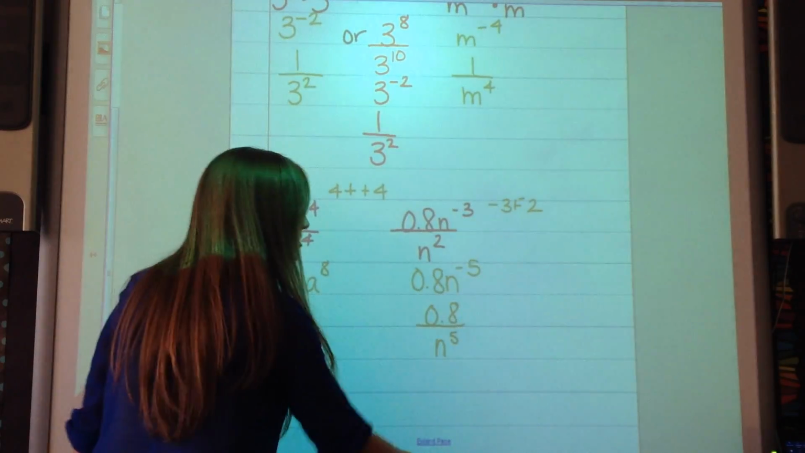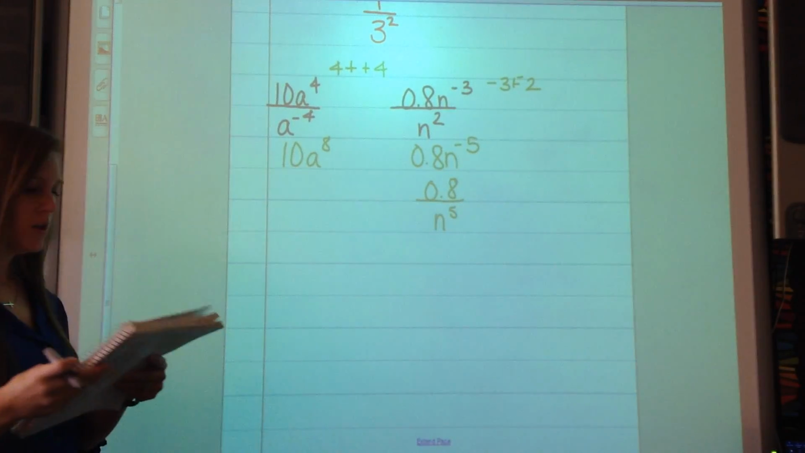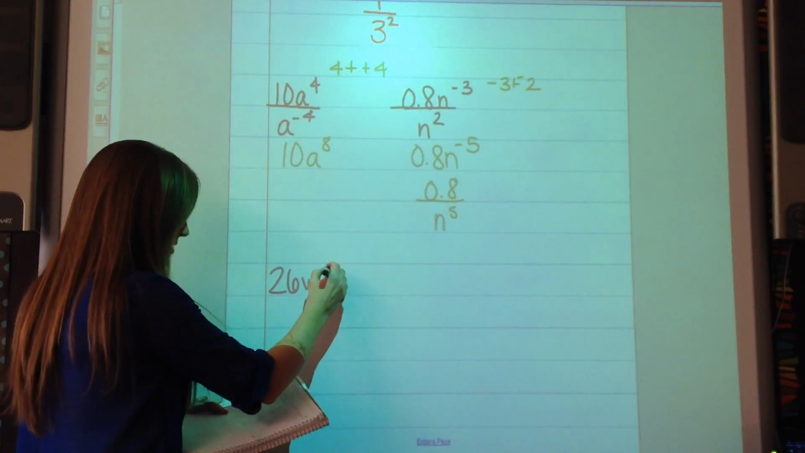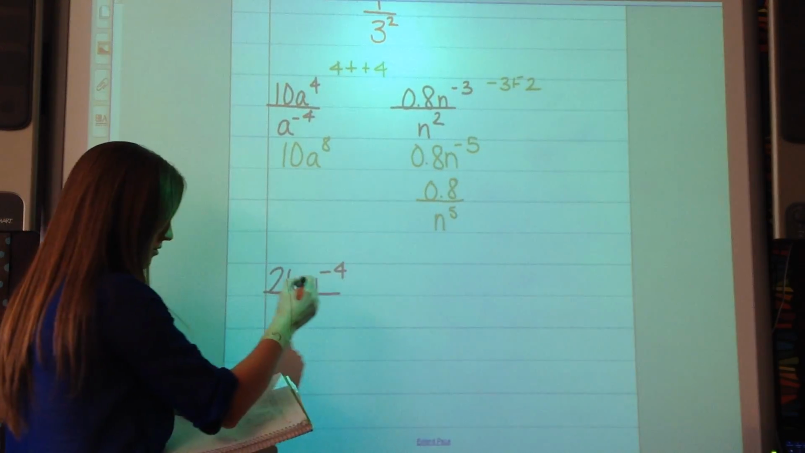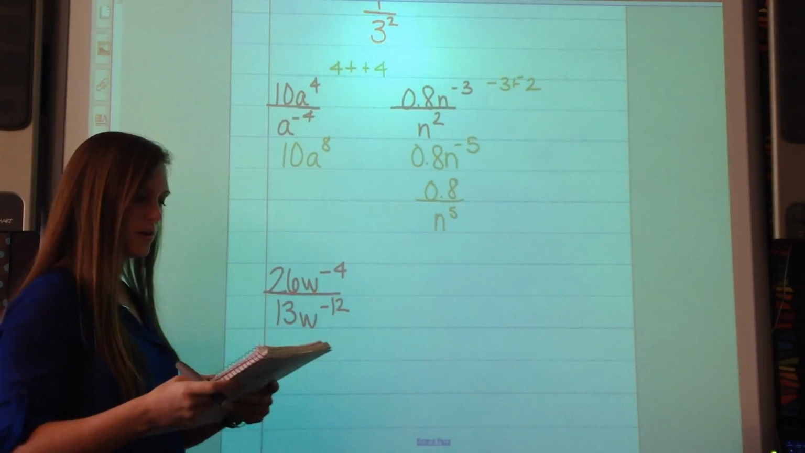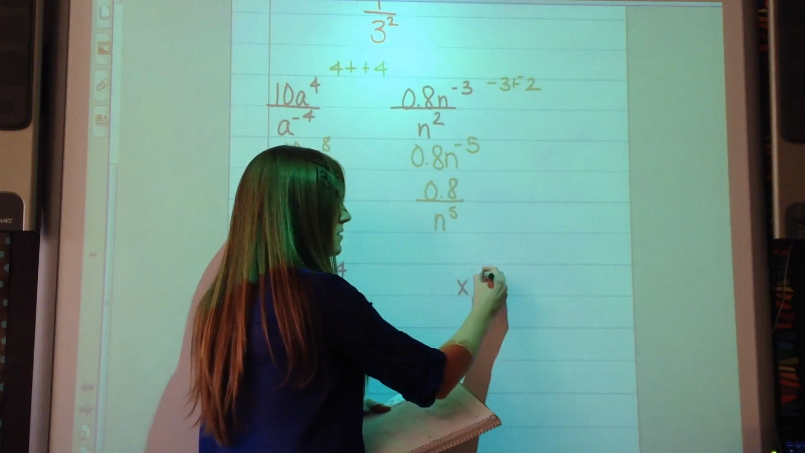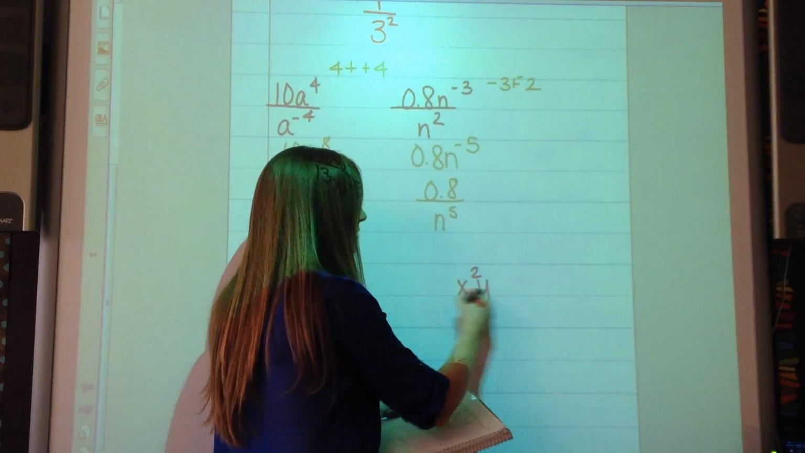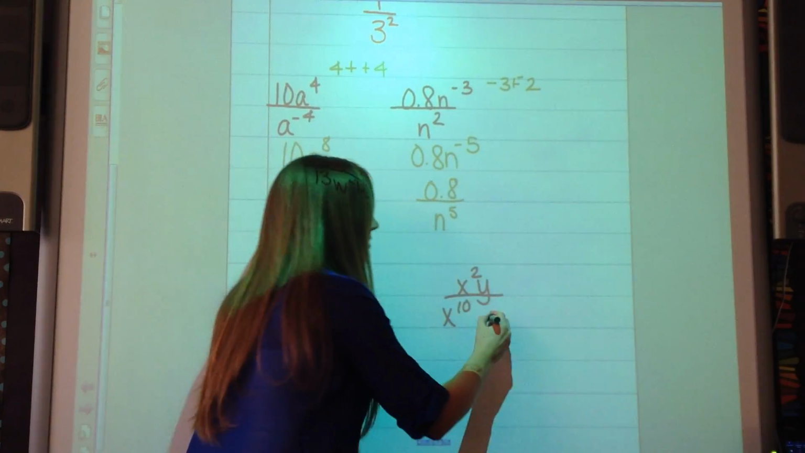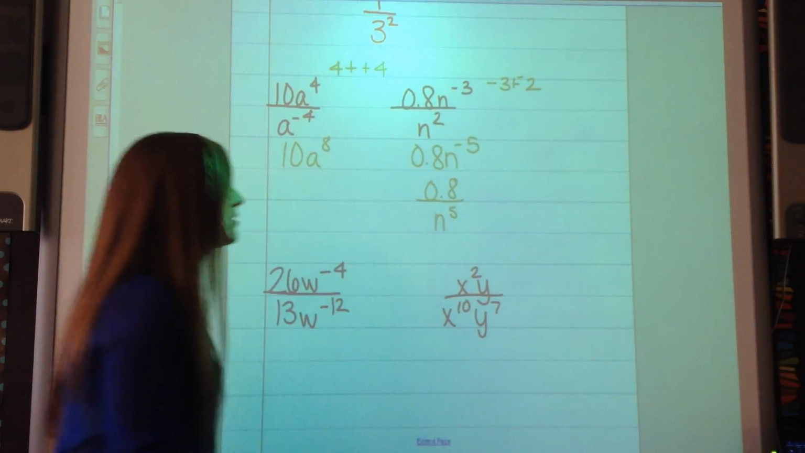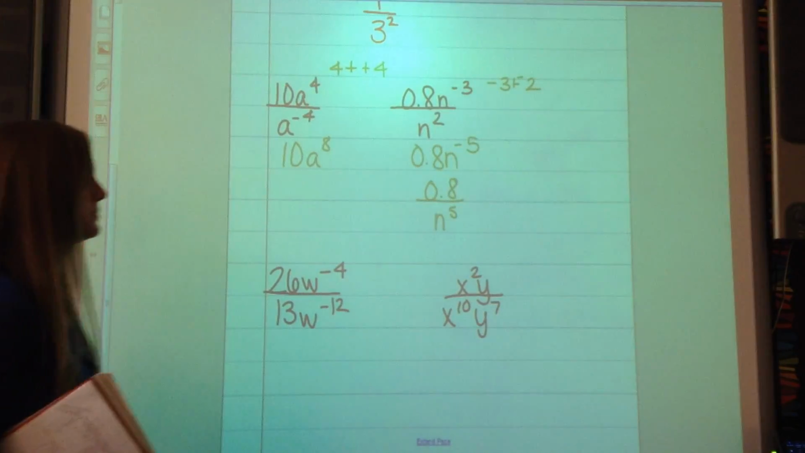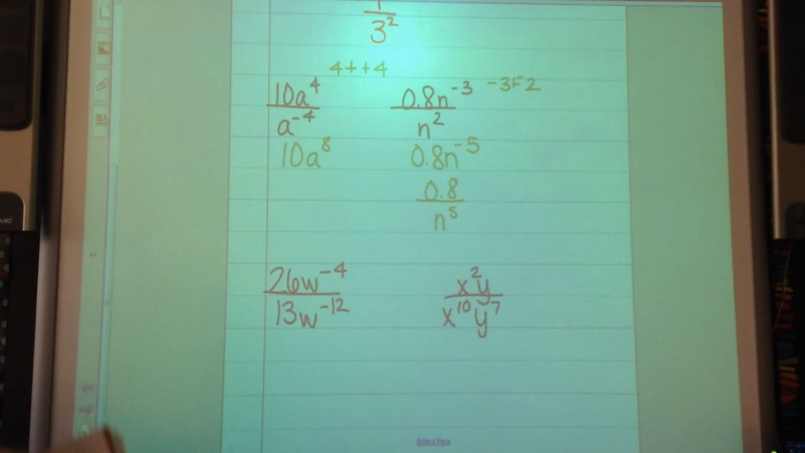I would like you to try 2 more. Try 26 w to the negative 4th over 13 w to the negative 12th. And also try x squared y over x to the 10th y to the 7th. Now this squared is in a weird spot. It belongs to the x, not the y. Go ahead and try that now.